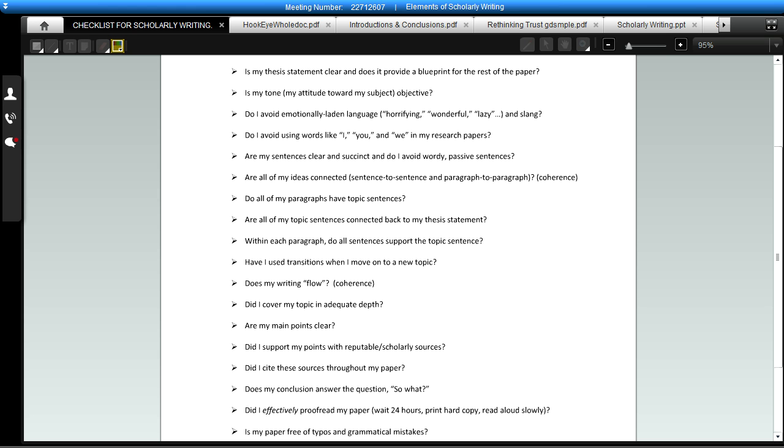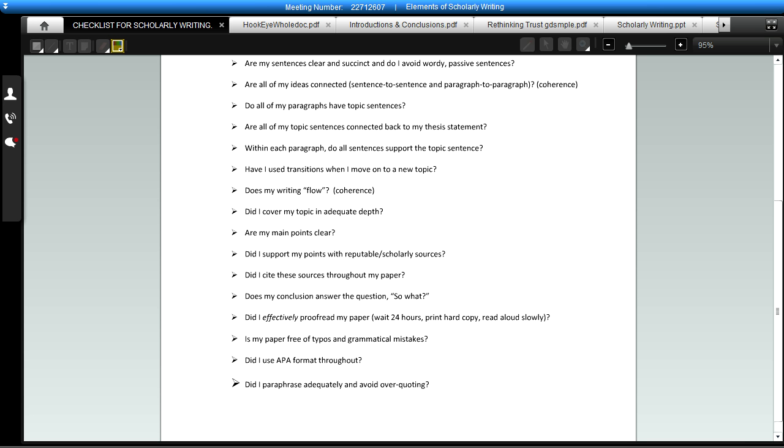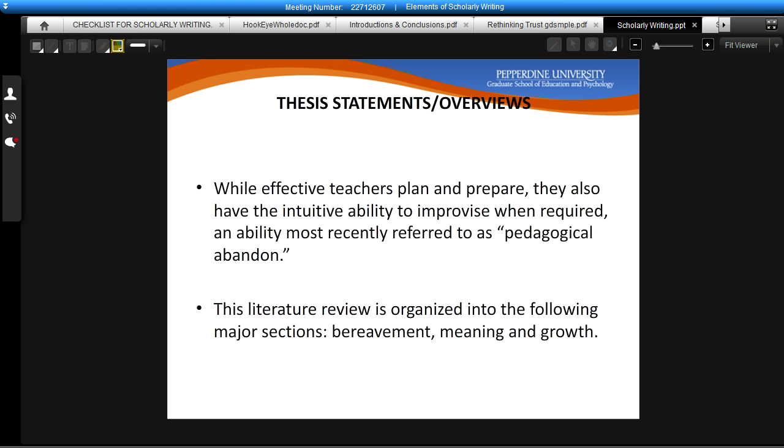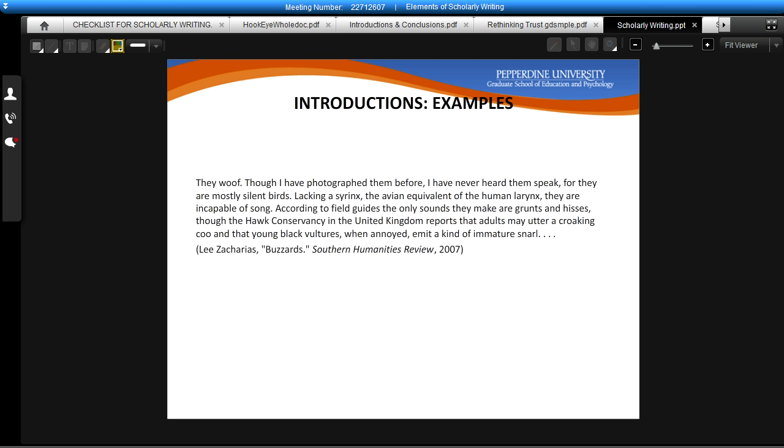Okay, so there are some other things here that you can refer to, kind of like a checklist, when you're doing your revisions, and this will definitely help you to write a more effective academic paper. Okay, so that's about it that we have here for today.